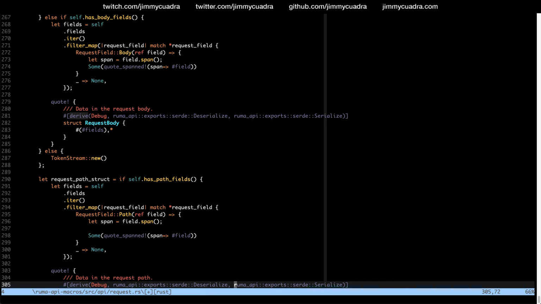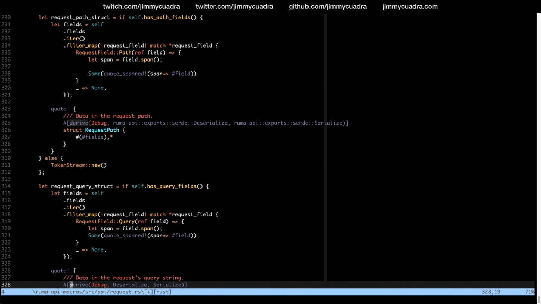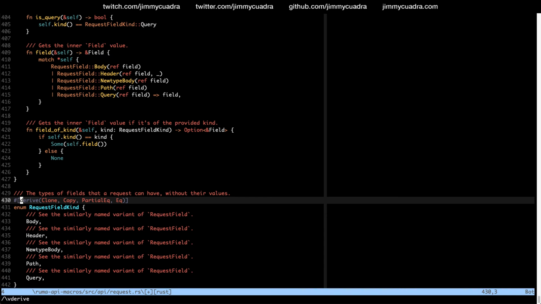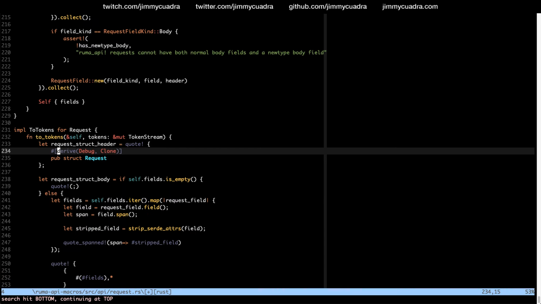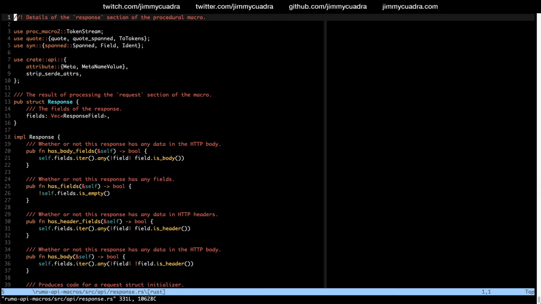Generally you import those derive macros into scope where you're working, but it's a little confusing here because we're trying to refer to everything inside Ruma API. Okay, that seems to be all of them. And then we want to look at response.rs.